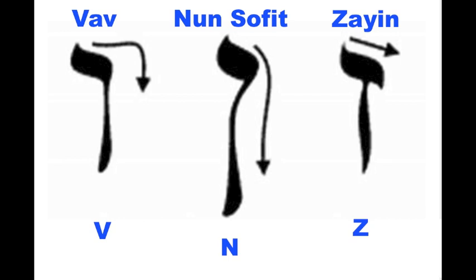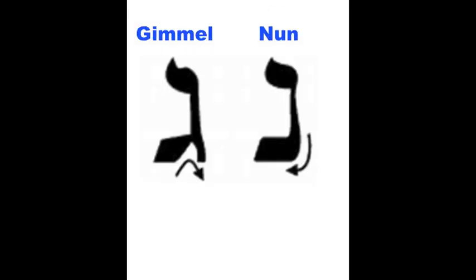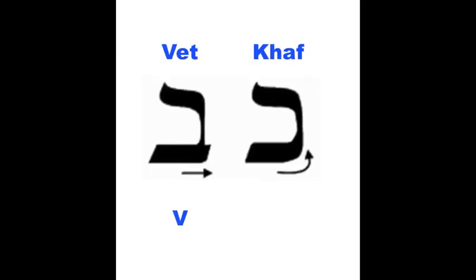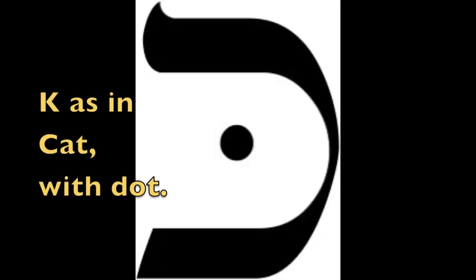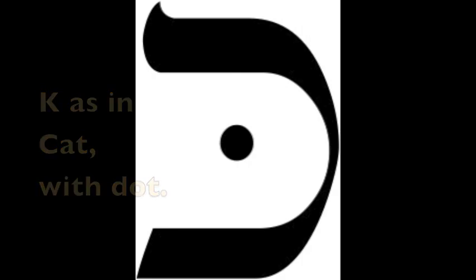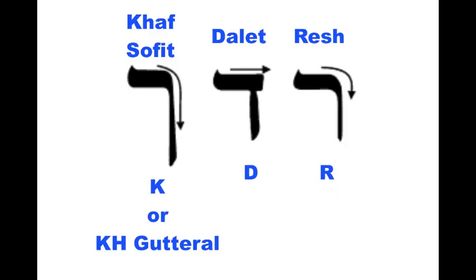Now notice how each is written. The gimel makes the g sound as in girl and looks like the nun, but notice the slight difference. Also, the nun makes the n sound as in night. The vet makes the v sound as in victory, and it looks like the kaf and chaf. Remember, without the dagesh or dot, it's guttural. And finally, look at these similarities. Check out the differences, though we've not had the resh.